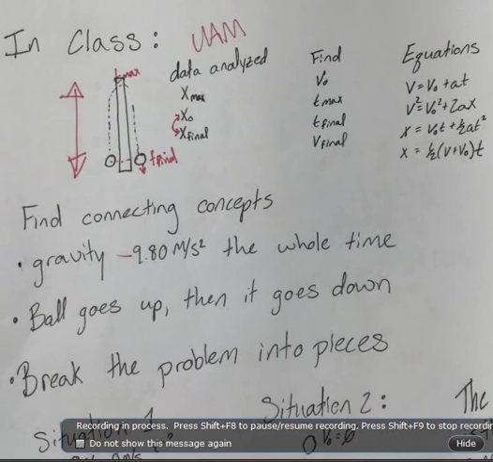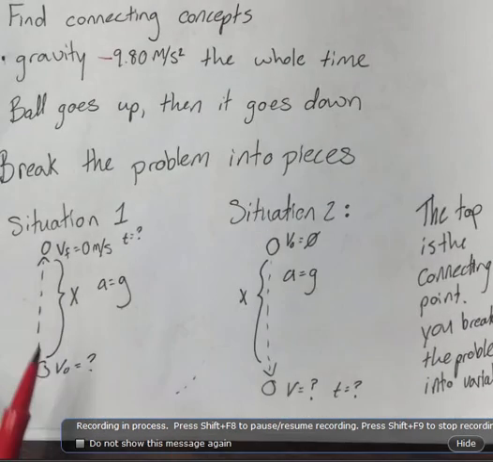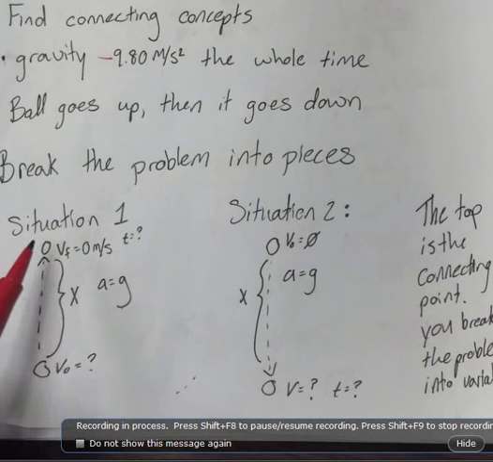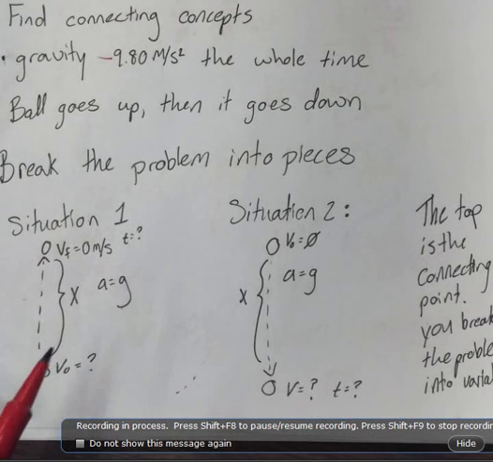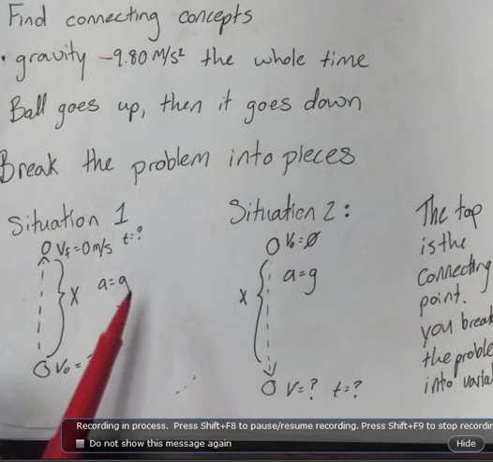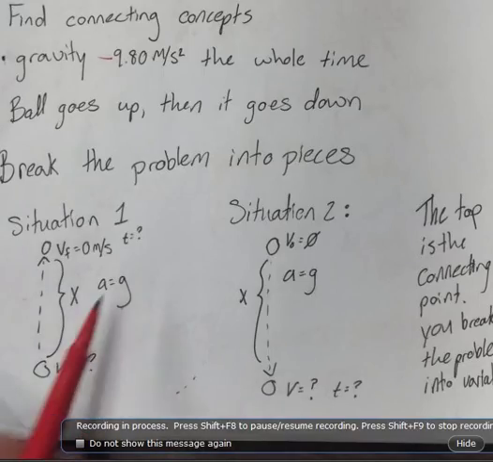But we can break the problem into two pieces. All right, first piece, starting from the ball at the bottom. At the top, we know that the final velocity is going to be 0. We could figure out that time, and we know that the acceleration is going to be due to gravity. This is our position change. You could say x or y, depending on what direction you're using your axes. So that's ball goes up.